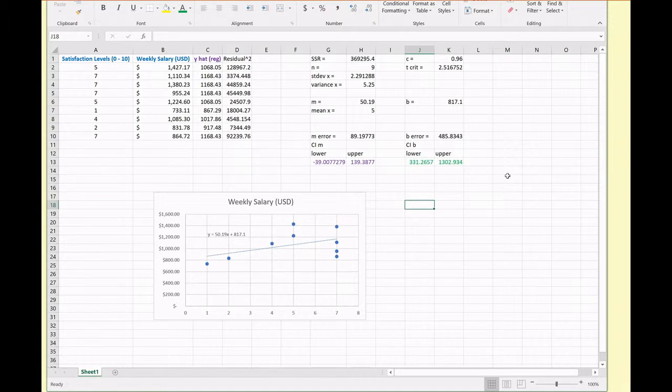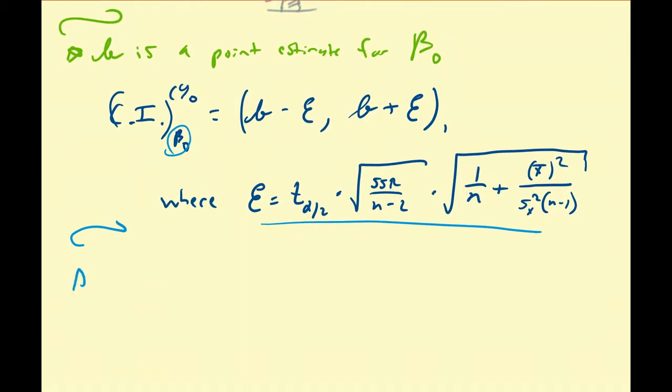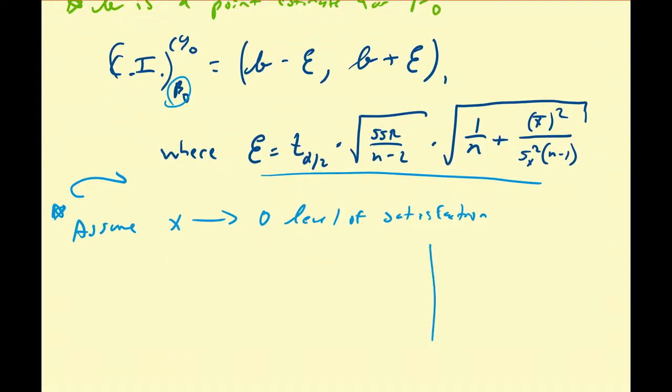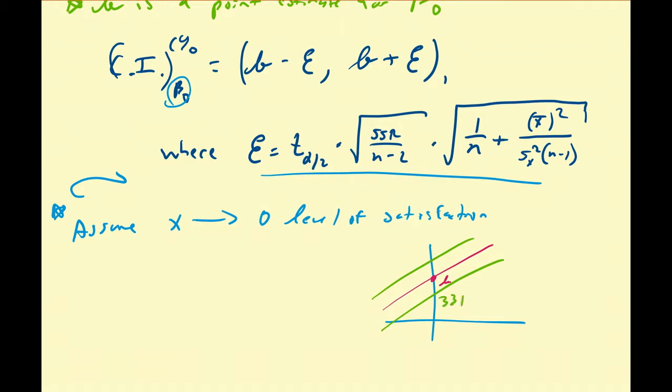So what does that mean? We can ask some questions here if we need to. Let us assume that x corresponds to a 0 level of satisfaction. So if you're 0% satisfied with your company, how much are you willing to get paid? Because that's pretty much what this intercept corresponds to, right? So of course we have some confidence interval that is situated around this value. And according to this, we have 331 and 1302. So this is going to be 331 and 1302. And we were working under a 96% level of confidence.